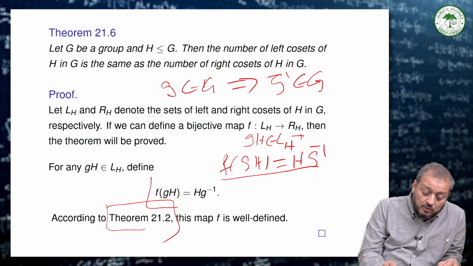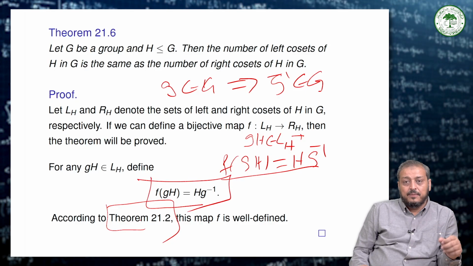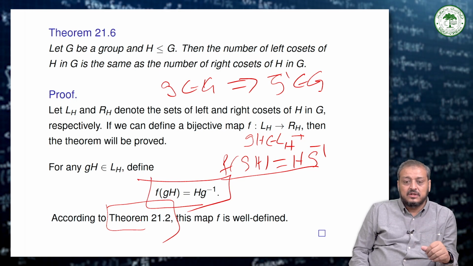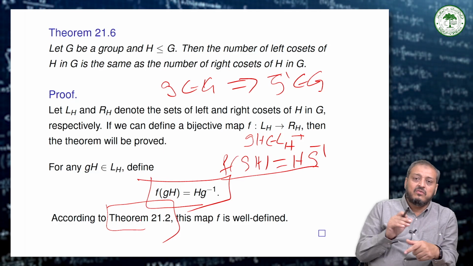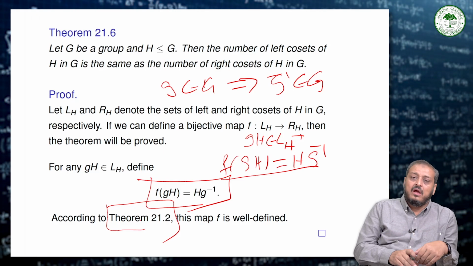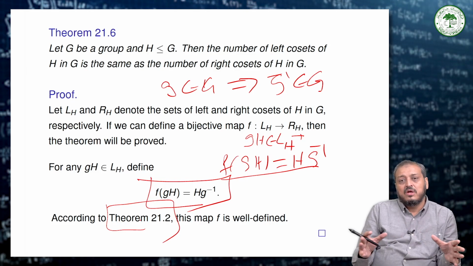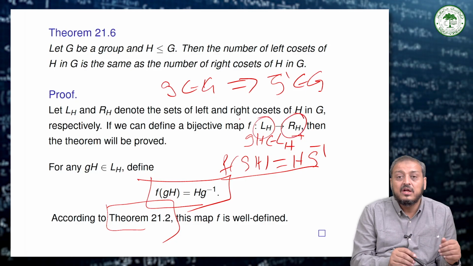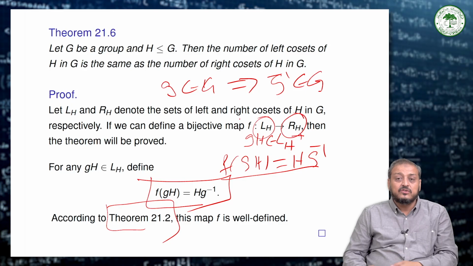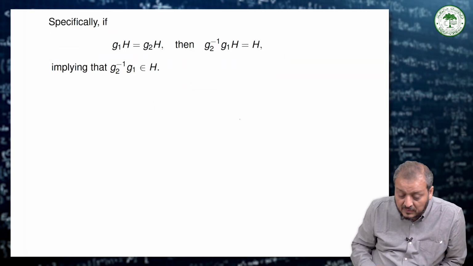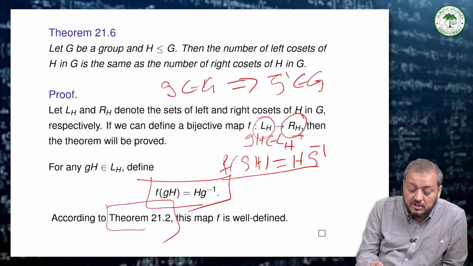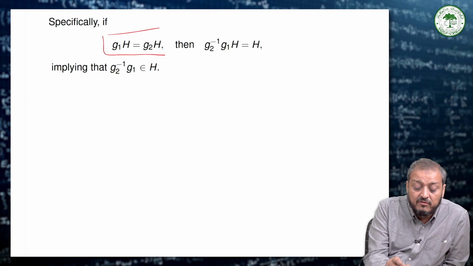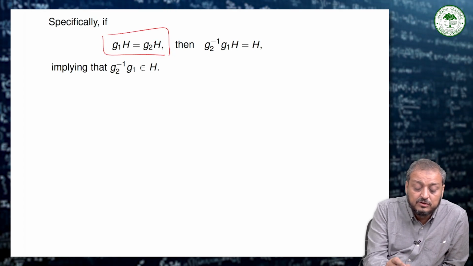First we try to show that this map is well defined, and then the next step is to show that this map is injective, then surjective, and then finally, since it is a bijection, we can say that the number of elements in the left cosets and the number of elements in the right cosets are the same. So first we take g1H and g2H as two elements with g1H equal to g2H. Then we have to show that f of g1H and f of g2H are the same.